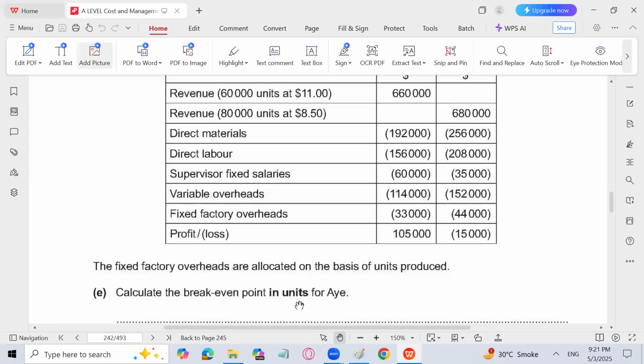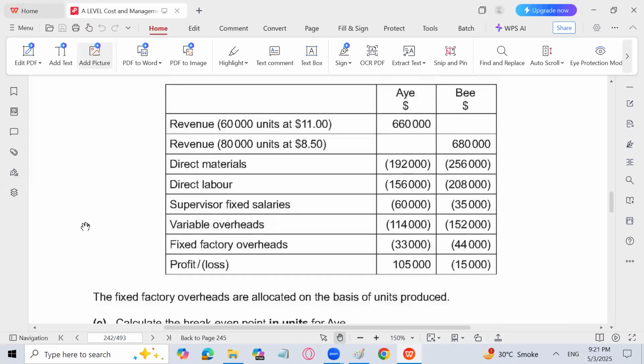Calculate the break-even point in units for I. So let's calculate the break-even point in units for I. That is total fixed cost divided by contribution per unit. Total fixed cost for I is 60,000 supervisory fixed salaries plus 33,000, so that is 93,000. Divide by contribution per unit. You have to calculate contribution per unit.